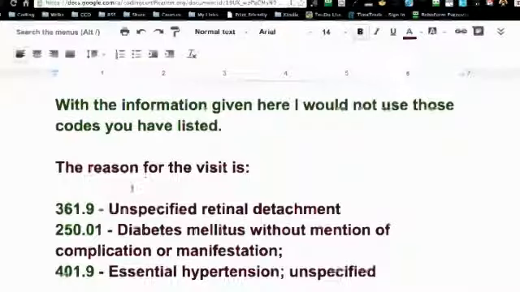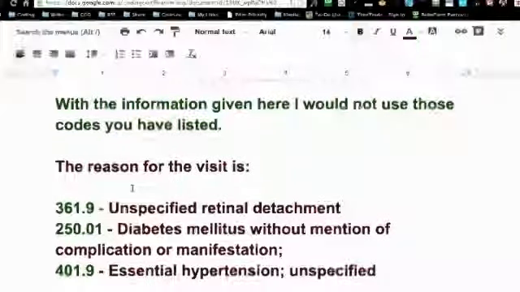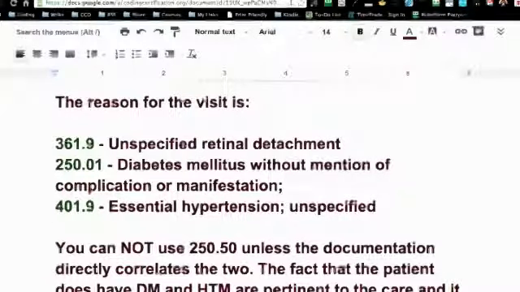You have to look at the terminology. Nowhere in the documentation that she gave us did the doctor correlate the detached retina as a manifestation of the diabetes. So, it's not the same. It has to say that it is a manifestation. It has to say with. It can't say in. It's those little words that'll get you every time.